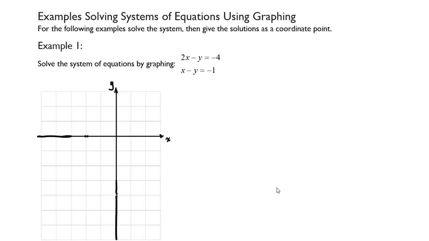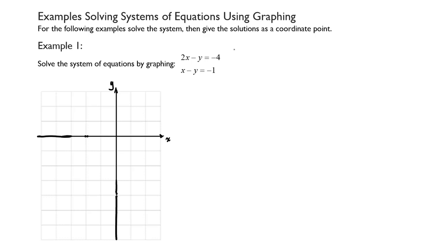Welcome back, everyone. We're going to work on examples of solving systems of equations using graphing. And once we have those two equations graphed, we'll find where they intersect and then give the coordinate point for that. In example 1, we have 2x minus y equals -4 and x minus y equals -1. And we need to graph both of those equations.